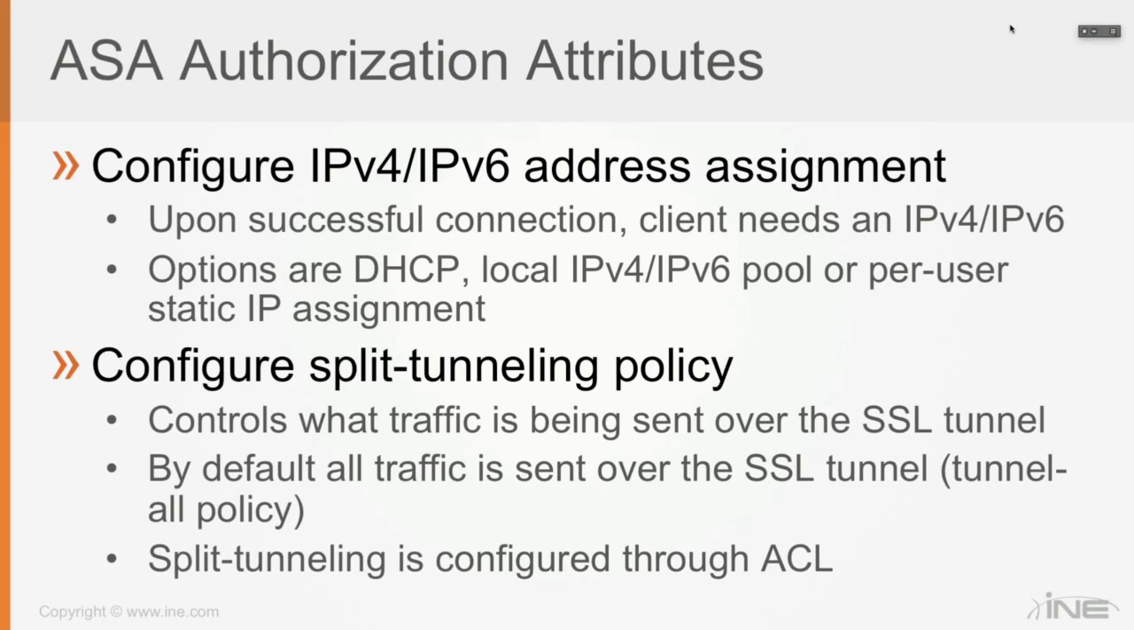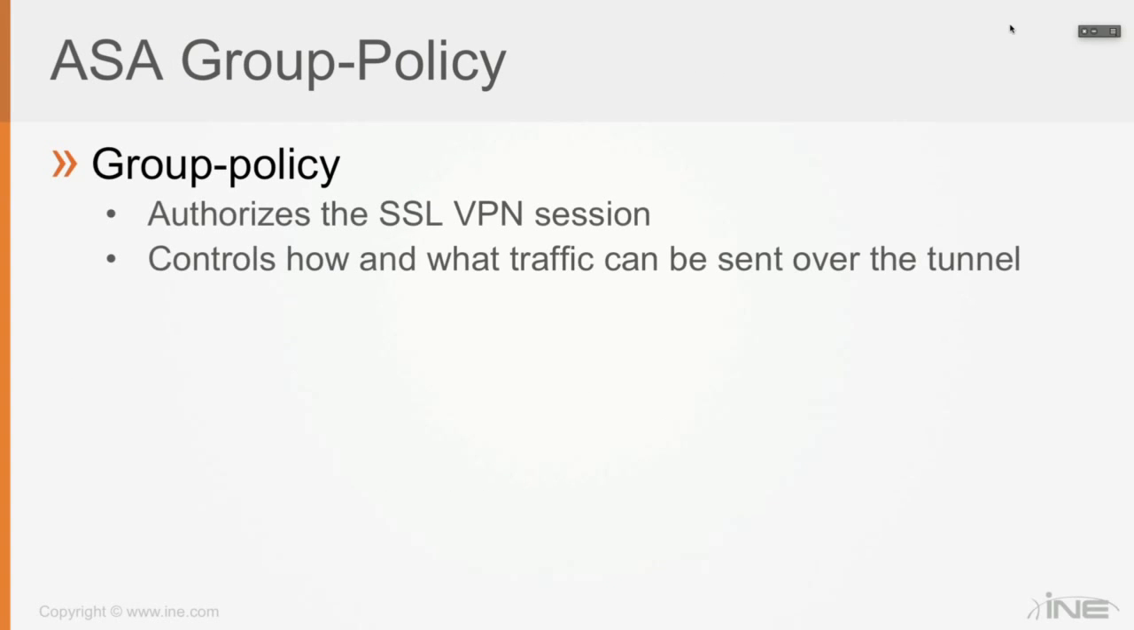So once the tunnel is up, what traffic is going to be injected into the SSL VPN tunnel? As I said, by default, all traffic is injected into the SSL VPN tunnel, the tunnel-all policy. If you don't want that to happen, then you have to configure what traffic is sent to the SSL VPN tunnel. That's split tunneling configuration, and that's done through an access list. Those are only authorization attributes, but we have to apply those somewhere. That's going to be under the group policy, which contains, as I said before, post-login settings.